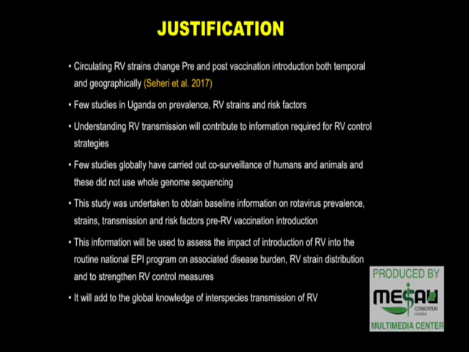The studies that have been carried out so far use nucleotide sequences, which don't give you a complete picture of how bad the problem of interspecies transmission of rotaviruses is. So we undertook this study to get baseline information pre-rotavirus vaccination, so that we can provide information on rotavirus prevalence, strains, transmission, and risk factors, which will be used by our EPI program to assess the impact of the introduction of rotavirus vaccination. We also contribute to the global knowledge of interspecies transmission of rotaviruses.